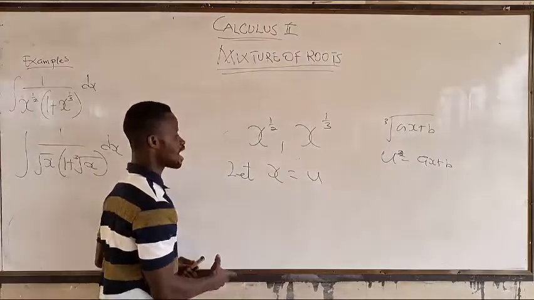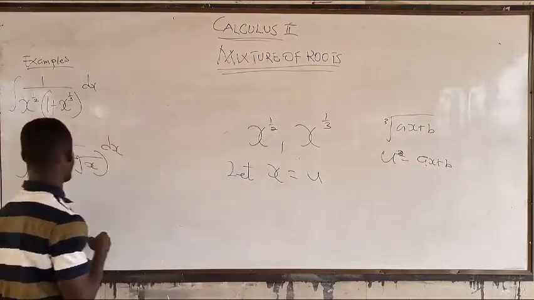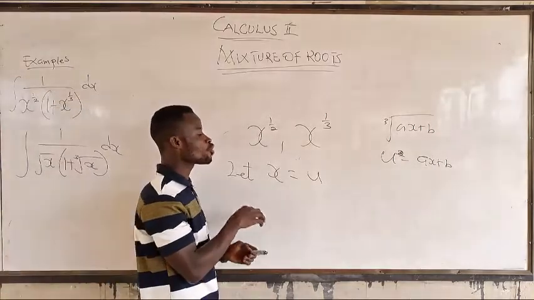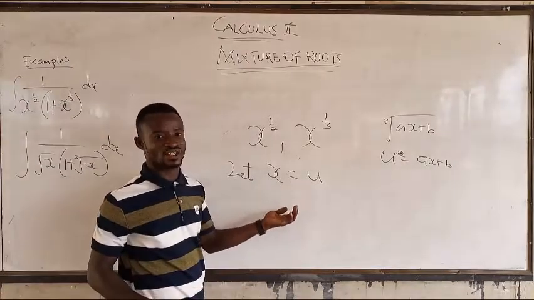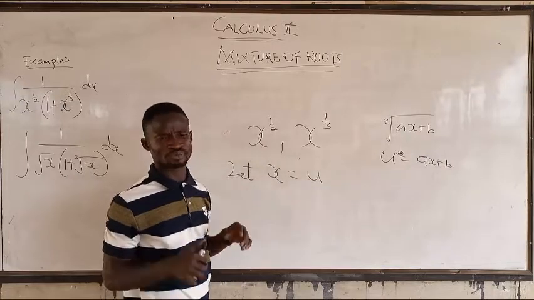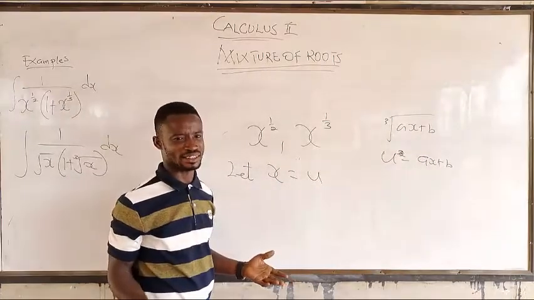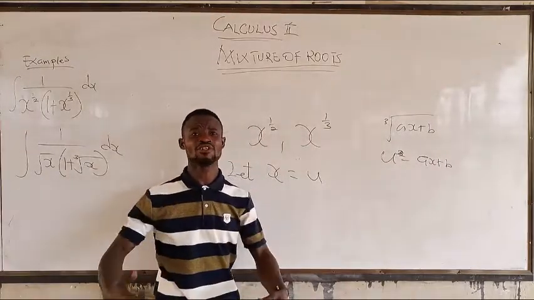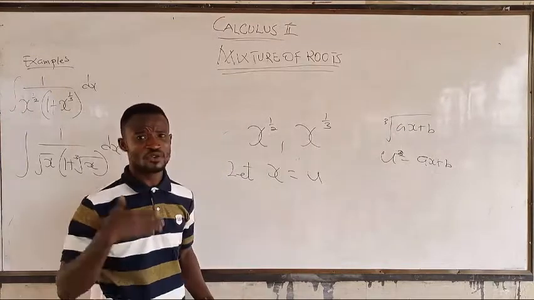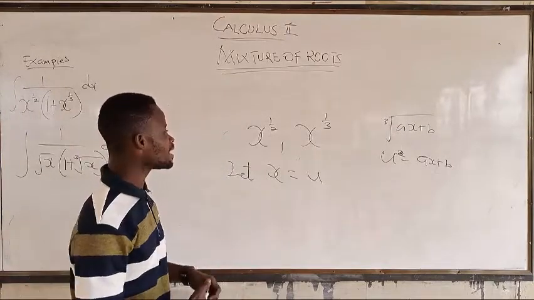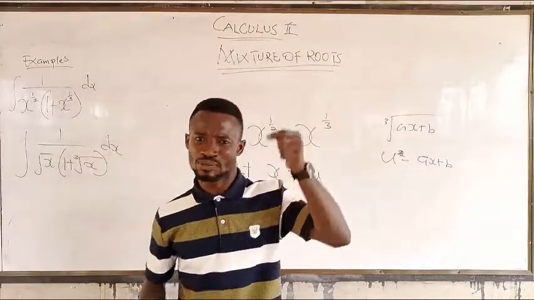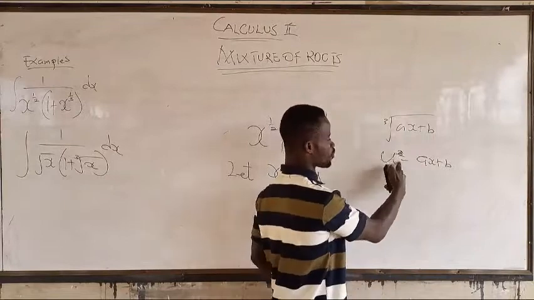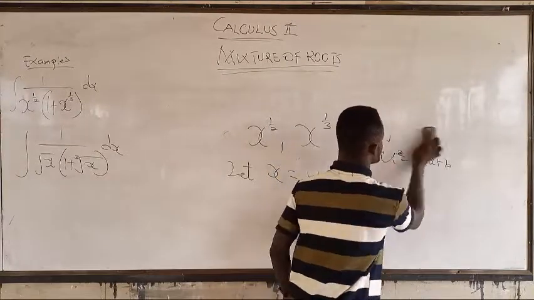Now, in this case, you can see that the inside is x. So we are going to let the inside, which is x, be equal to u. But which one are we writing, 2 or 3? Because here we are dealing with two roots. One is square root, the other is cubic root. So we can just write 3 and we can just write 2.